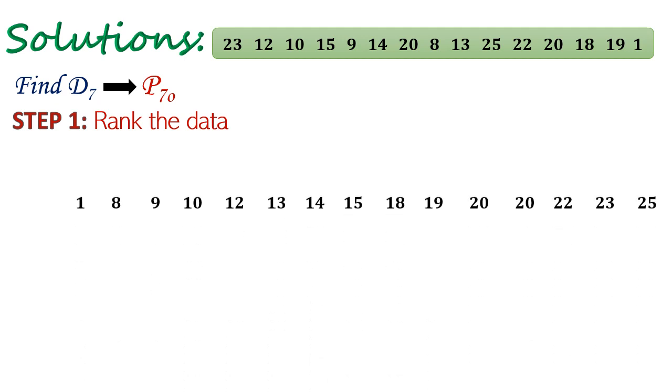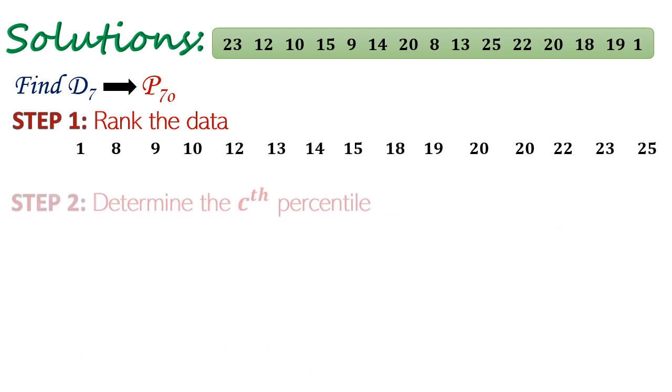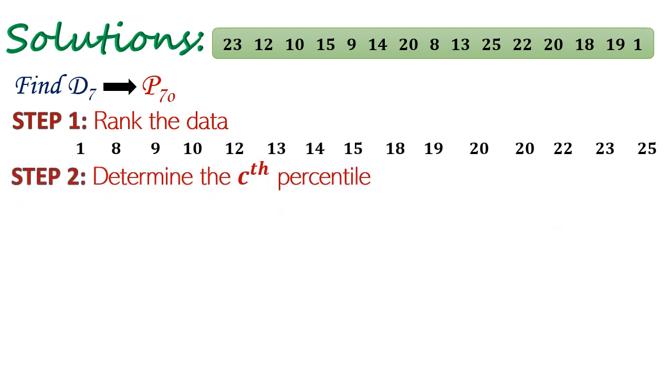So aside from D of 4, we are asked to find out as well the D of 7. Of course, you should know what is the equivalent percentile first of D of 7. So that is P of 70. And with that, you may now proceed with arranging the data from lowest to highest. And next to that is to determine the location of your desired percentile, which is P of 70.